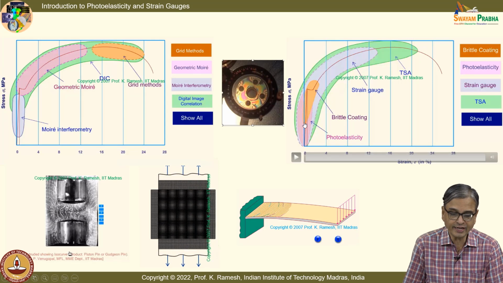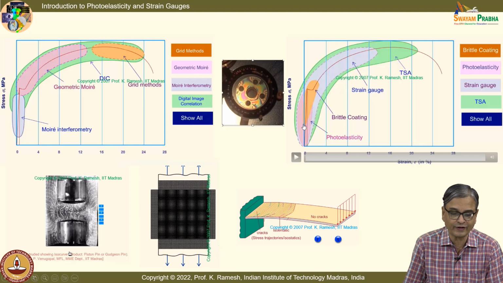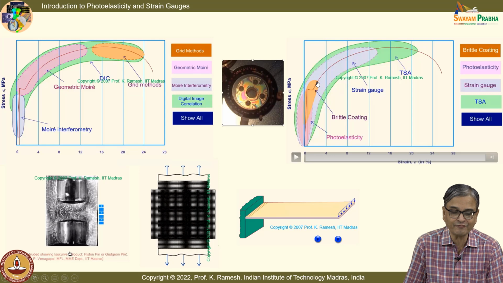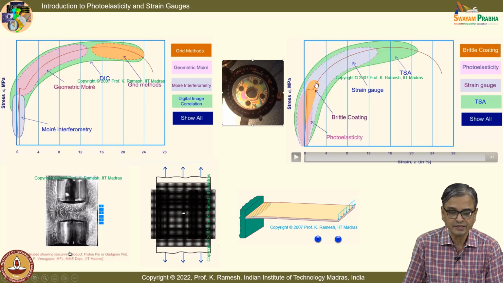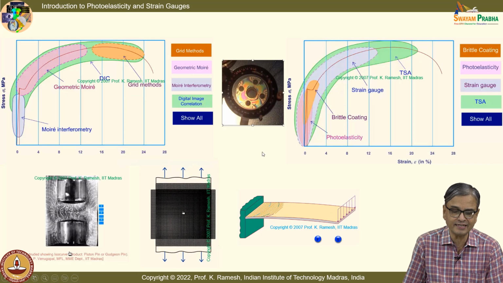So, the brittle coating requires some level of strain. It cannot work below 500 microstrain. From 500 microstrain, a little after yielding, it can work. See, I have shown the stress strain curve for mild steel just for illustration.